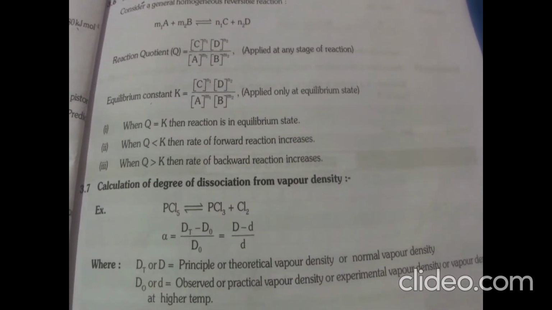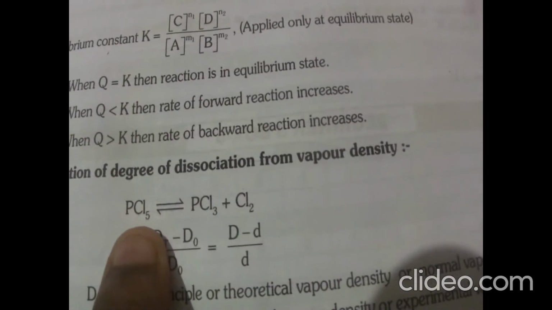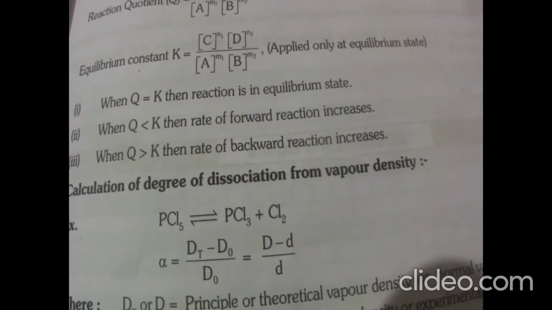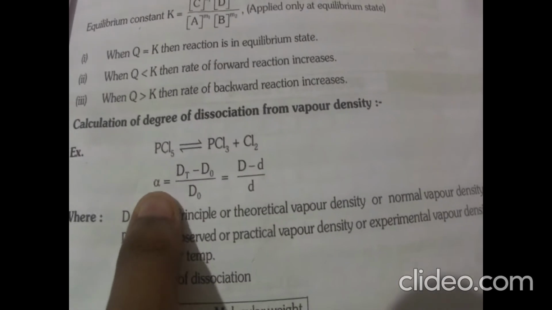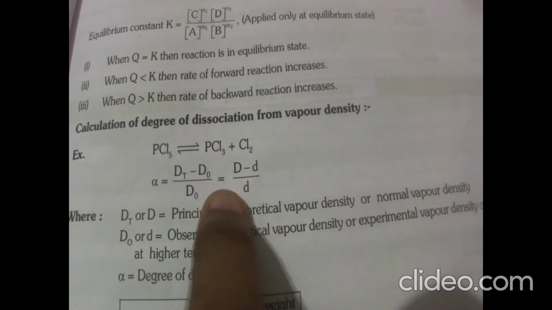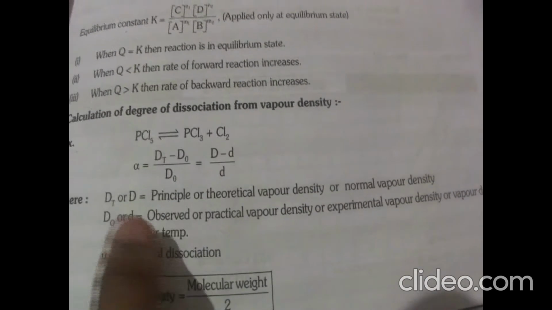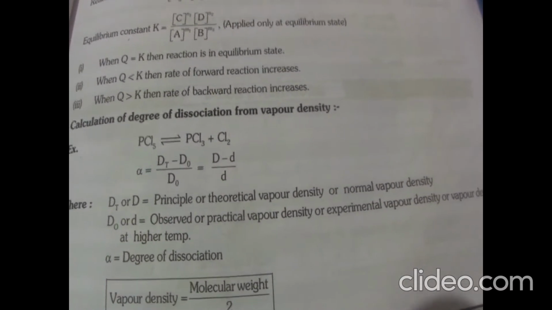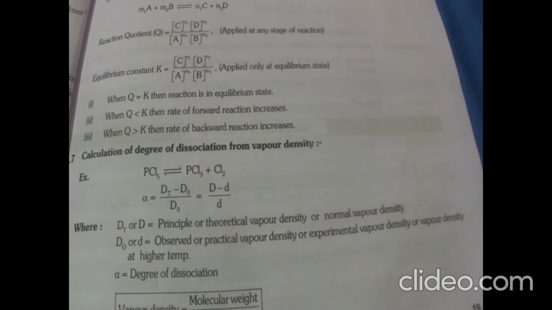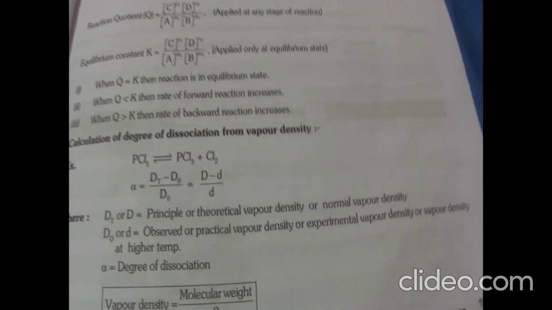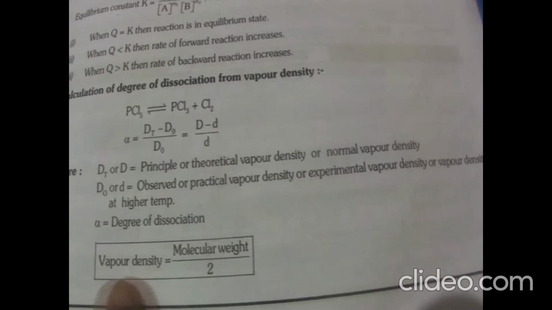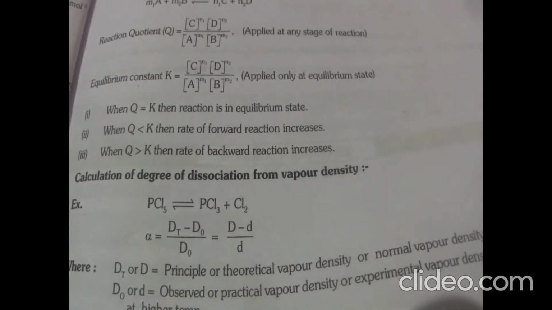Now, from the vapor density, we are going to calculate the degree of dissociation. We know that phosphorus pentachloride dissociates to form PCl3 and Cl2. The formula which we can use here is alpha is equal to (D_t minus D_0) by D_0, which is equal to (D minus d) by d. The capital D is nothing but the normal vapor density, whereas the small d is the observed vapor density. Normal vapor density is the theoretical vapor density, whereas the small d is what we observe by doing experiments. Alpha is the degree of dissociation. We know that the vapor density formula is molecular weight by 2. So alpha is equal to (D minus d) by d, capital D minus small d by small d.